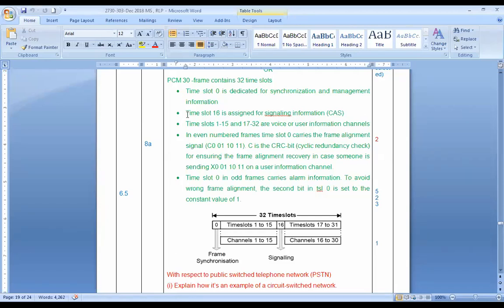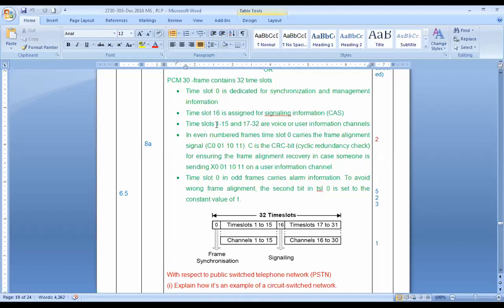So it's like a timestamp, right? Whenever you send a message, there's a timestamp. So here also, whenever packets are sent, it is being referenced to time. Based on the clock signal, it is transferred. Okay, so time slot 16 is assigned for signaling information. In short, sometimes we also call it CAS. This is the time slot 16 that I'm talking to you about, right? So signaling is telling that yes, I have received, and you can send me the next one.